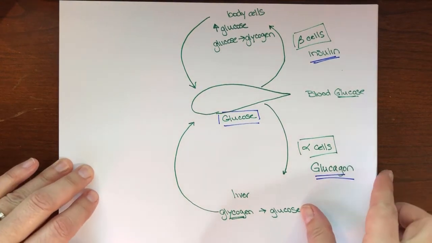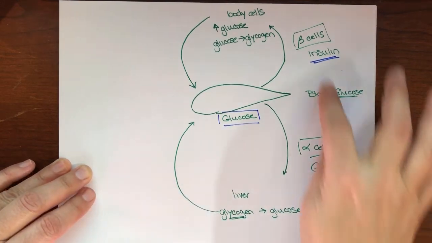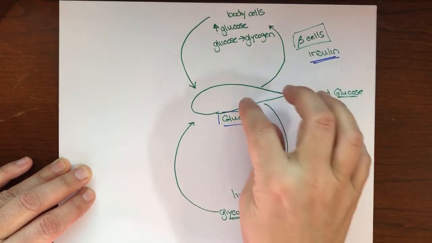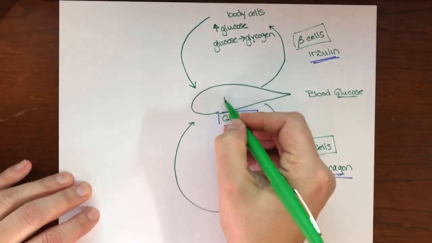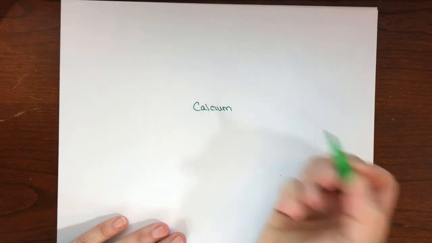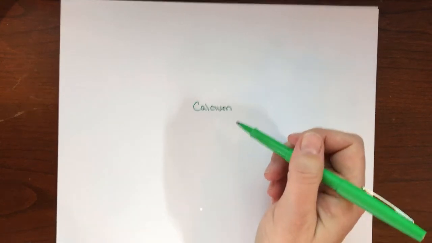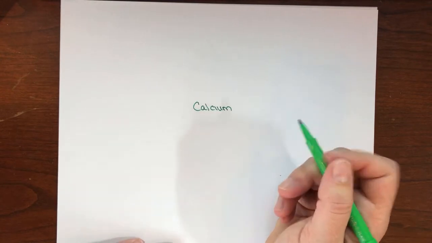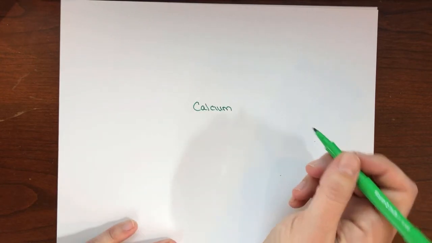Okay, so those are our first two hormones, and they are controlled by the same organ. Different cells, but the same organ, the pancreas. The next thing we're going to talk about that gets maintained during homeostasis is calcium levels. So the blood calcium level is very important. And unlike blood glucose levels, we actually have two different endocrine organs that help us with that.